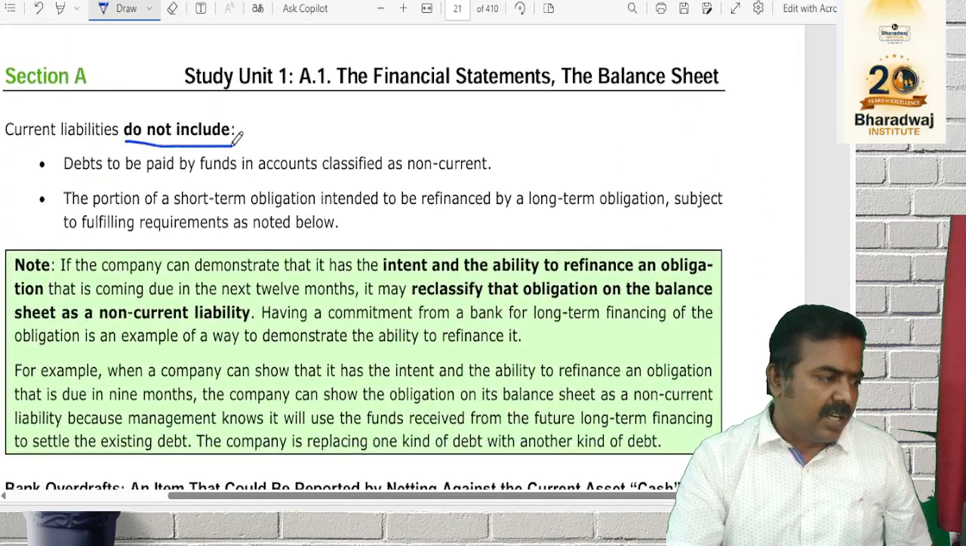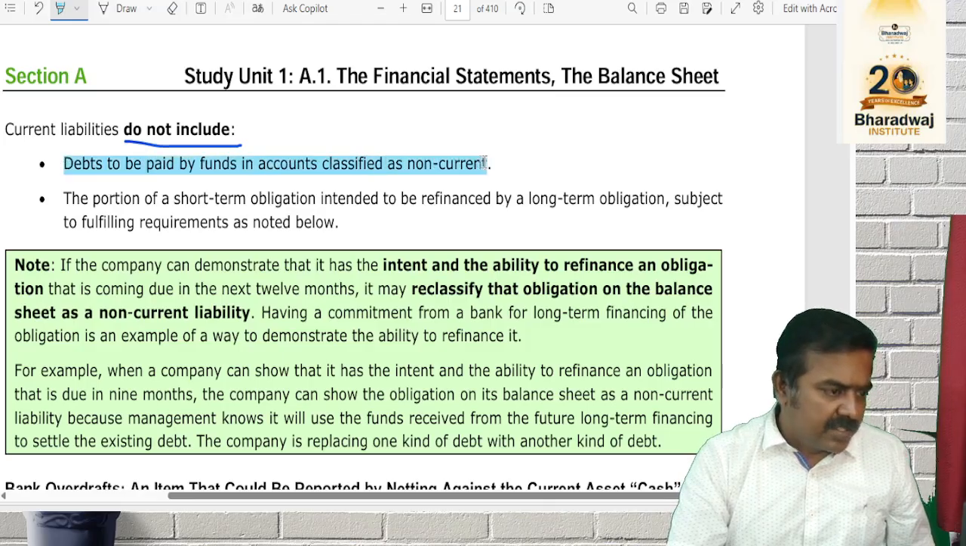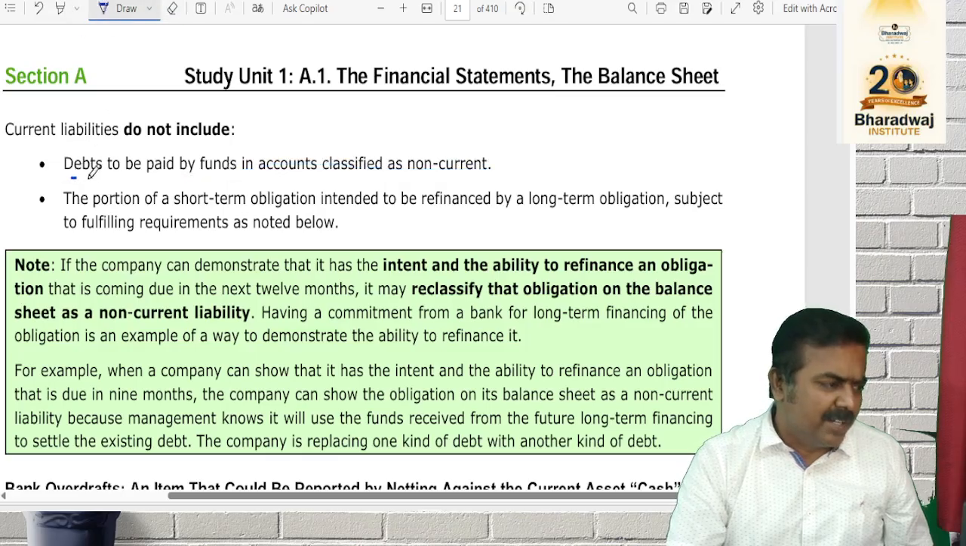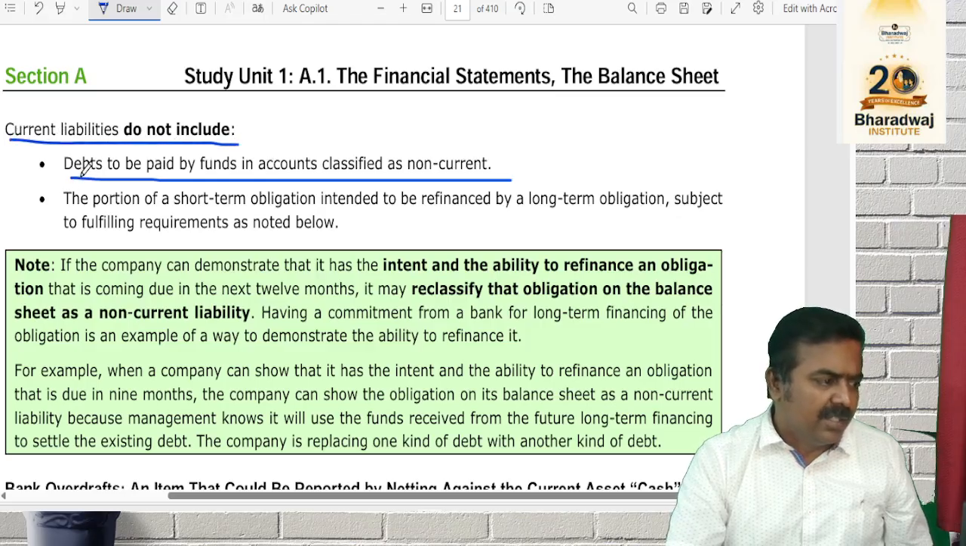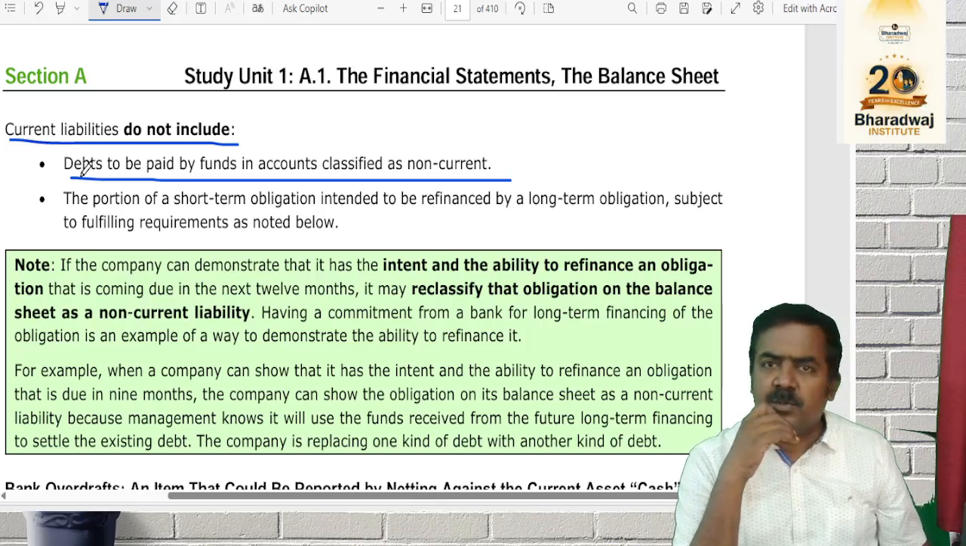Okay. So current liabilities do not include debts to be paid out of the funds classified as non-current. What is the meaning of this? Current liabilities do not include debts to be paid by funds in accounts classified as non-current.